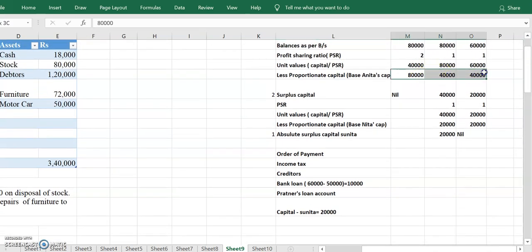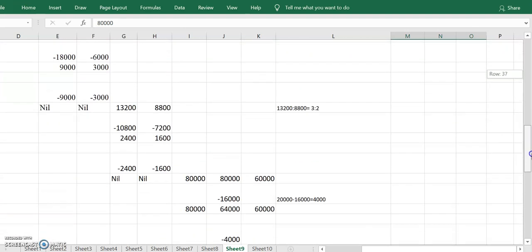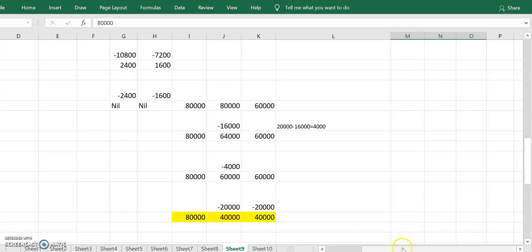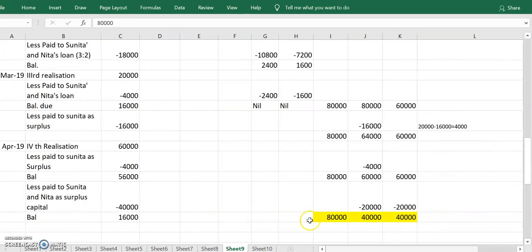Check this amount. This amount must match your cash payment statement. So 80,000, 40,000, that is the proportionate capital or base capital. When we discuss this point, it should match the payment of partners. So now we pay whatever the remaining balance to all partners in their profit sharing ratio.